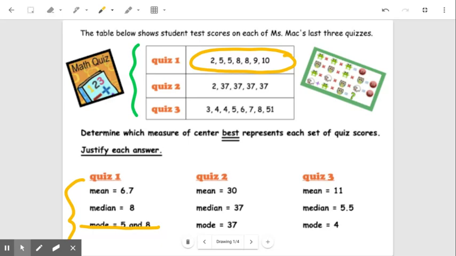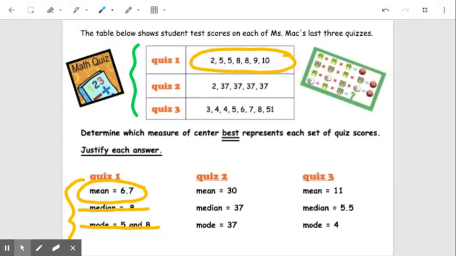But if I look at my numbers, 2, 5, 5, 8, 8, 9, 10, I'm thinking, well, the 8's kind of in the middle when I arrange them low to high, but I have the 2, and 2 is way far away from the median of 8. And the 10 is pretty close, but because the 2 is so much farther away than the 10, I probably would not choose median. I would probably choose mean because the distance from 6.7 down to 2 and 6.7 up to 10 is a little bit more evenly spread out. So that's what I would choose for quiz number 1.